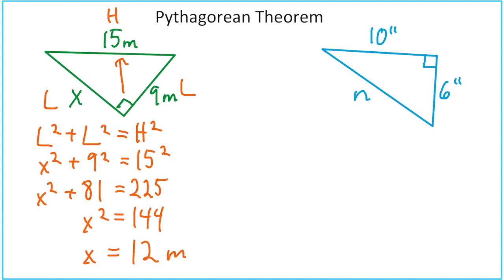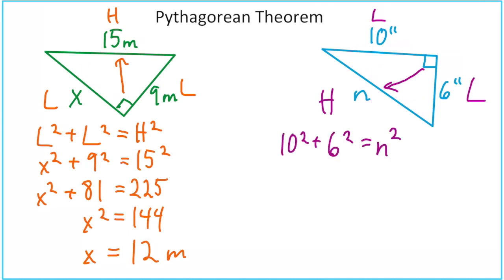All right, on the second problem, draw your arrow, label that side your hypotenuse. The other 2 sides are your legs. And then if you're used to L squared plus L squared equals H squared, if you want to just go straight to putting it into that form, just carefully get everything in the right spot, and you get 10 squared plus 6 squared equals n squared.